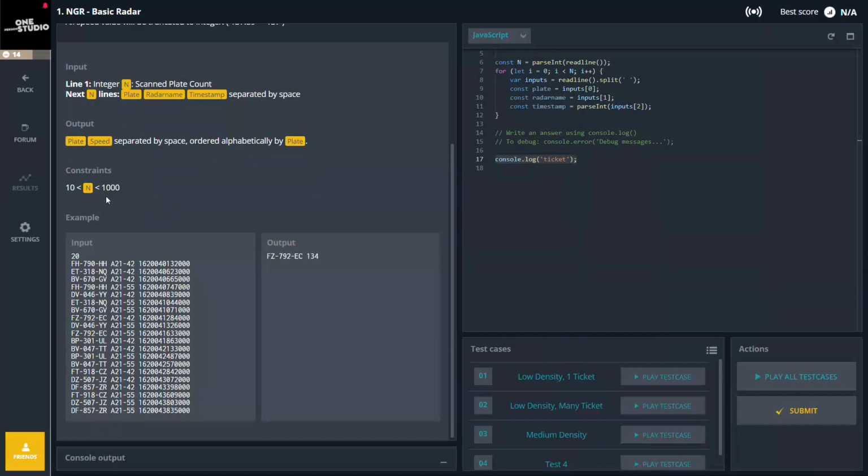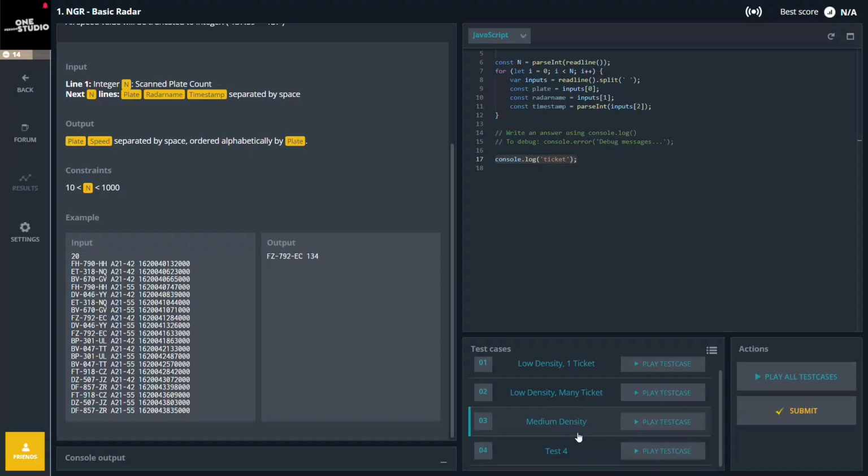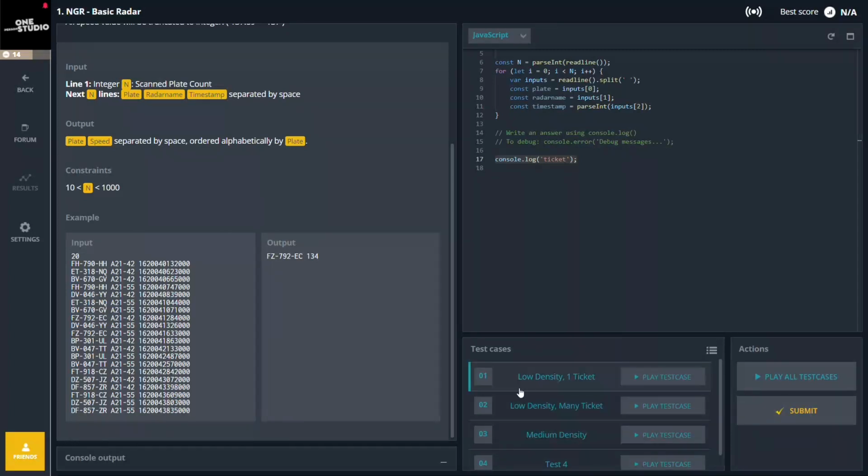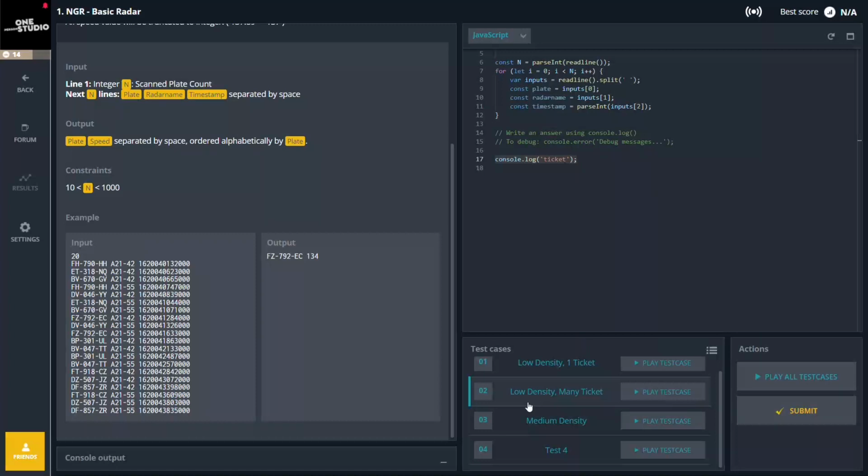The constraints are 10 less than n is less than 1000. So for example, all the input right here will convert to this, and there are 4 test cases for me to solve. The first one is low density 1 ticket. The second one is low density many tickets. The third one is medium density, and the fourth one is just called test 4. So it's time to solve it.